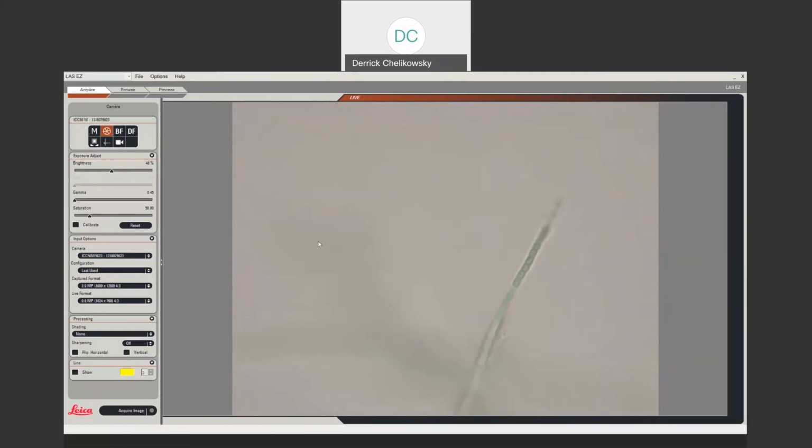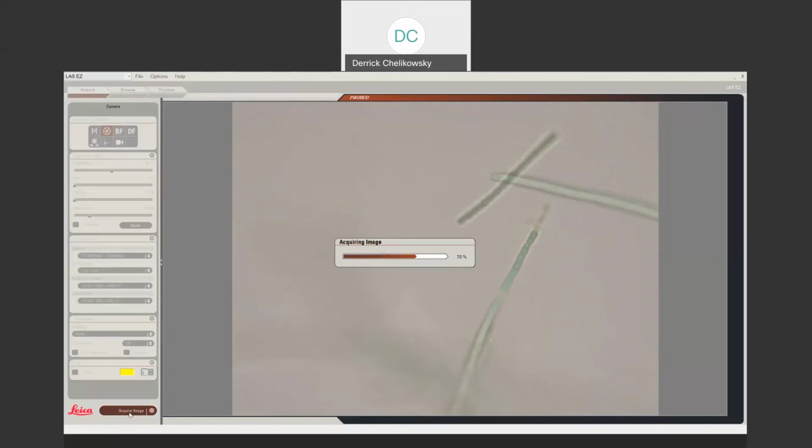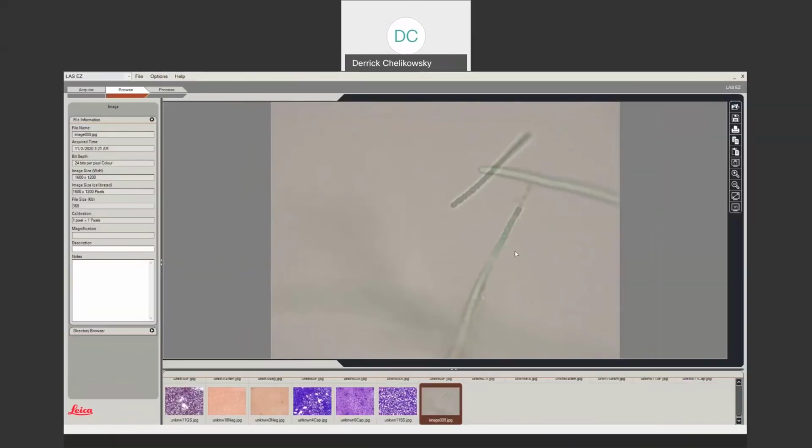Here we go. Here's a nice image. You can see individual cells as well as the gelatin sheath around it. We're going to take a picture of that. That's a good picture.